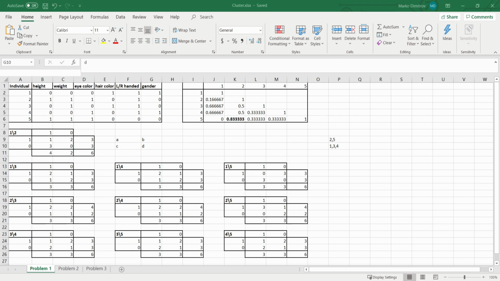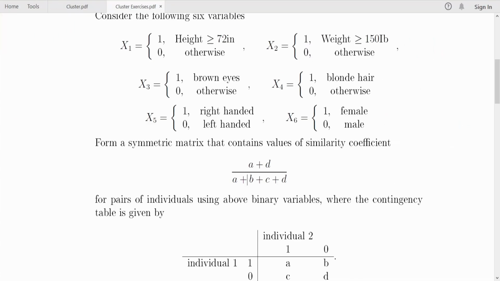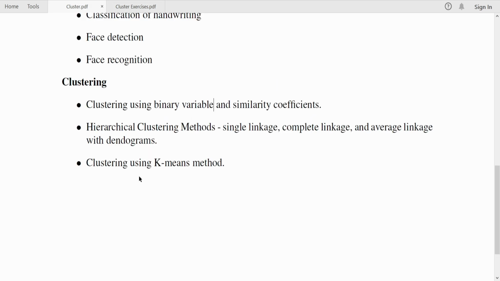Of course, there is much more to this, but we will not cover everything, just to get the sense of it. Let's see what is our second method. So here, hierarchical clustering method and different types: single, complete, average, and something that we call dendrograms.